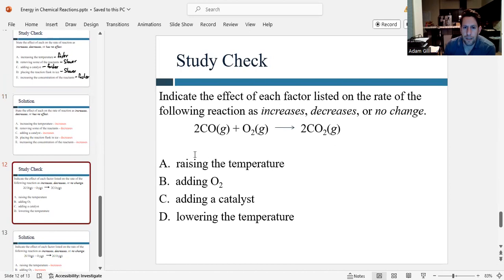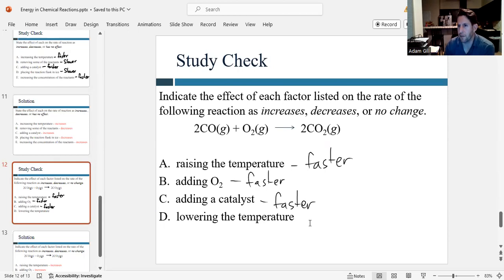Now, let's take a look at these things here. If we raise the temperature of this reaction, is it going to make it go faster or slower or have no change? Well, raising the temperature, definitely going to make it faster. What if we add more oxygen? Well, oxygen is a reactant, so if you have more of this, it's going to react faster. What if you add a catalyst? Well, adding a catalyst always makes a reaction faster. And if we lower the temperature, make something colder, that makes things move slower. It's going to be a slower reaction.